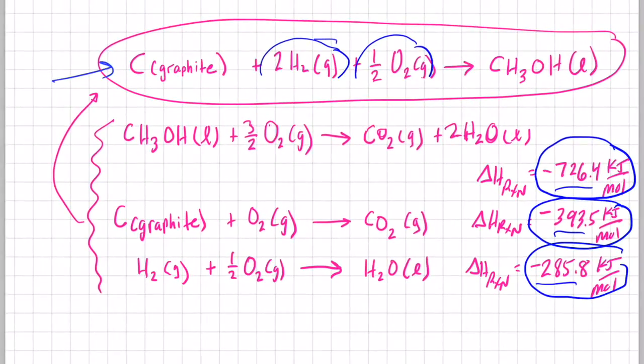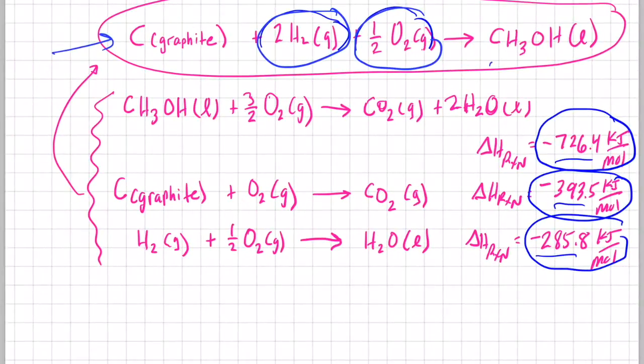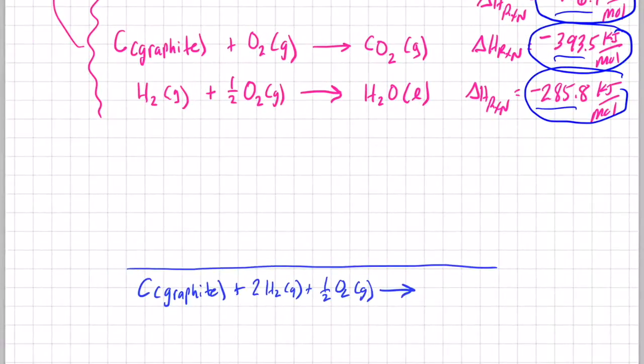Plus 2 H2s and a half of an O2 gas. So plus 2 H2 and a half of an O2 gas. And that reacts to form CH3OH, methanol. Now, if you look at this, I'm forming 1 mole of a compound from its elements. So this is really the heat of formation of methanol. That's what I'm after. Now, I'm just not going to look it up in a table.